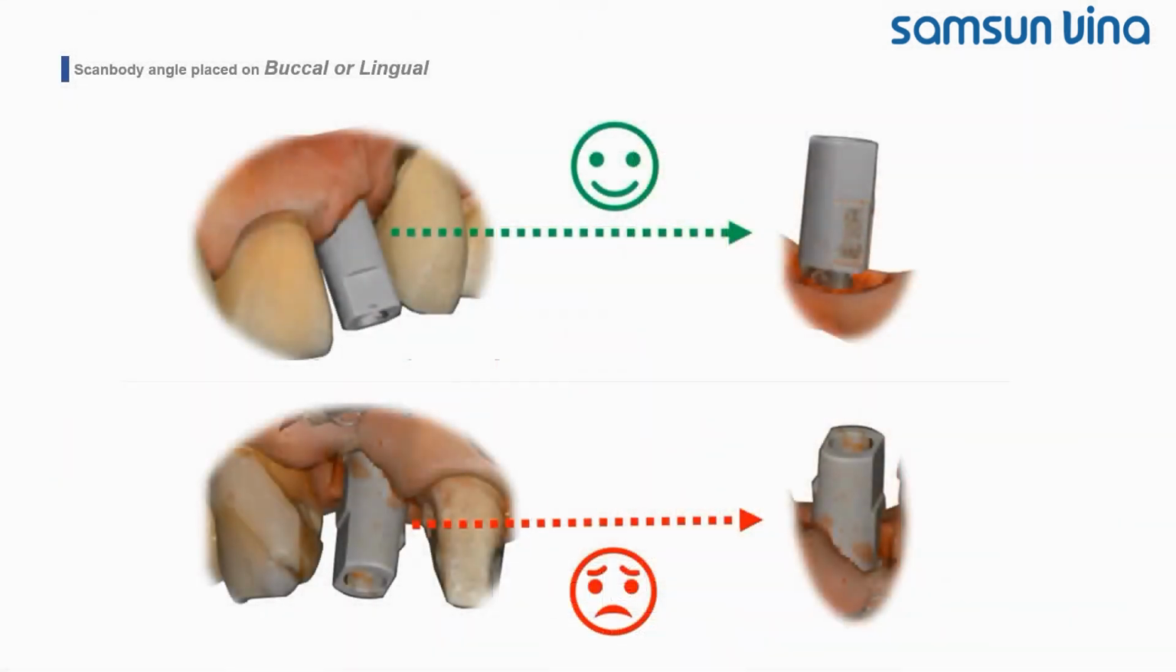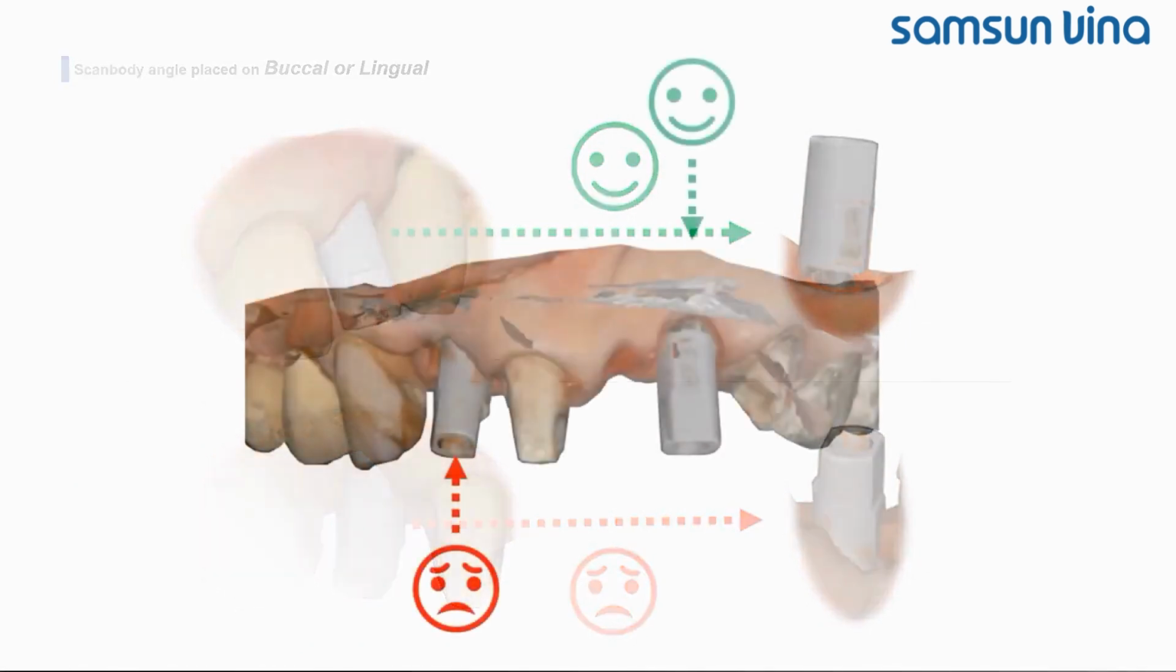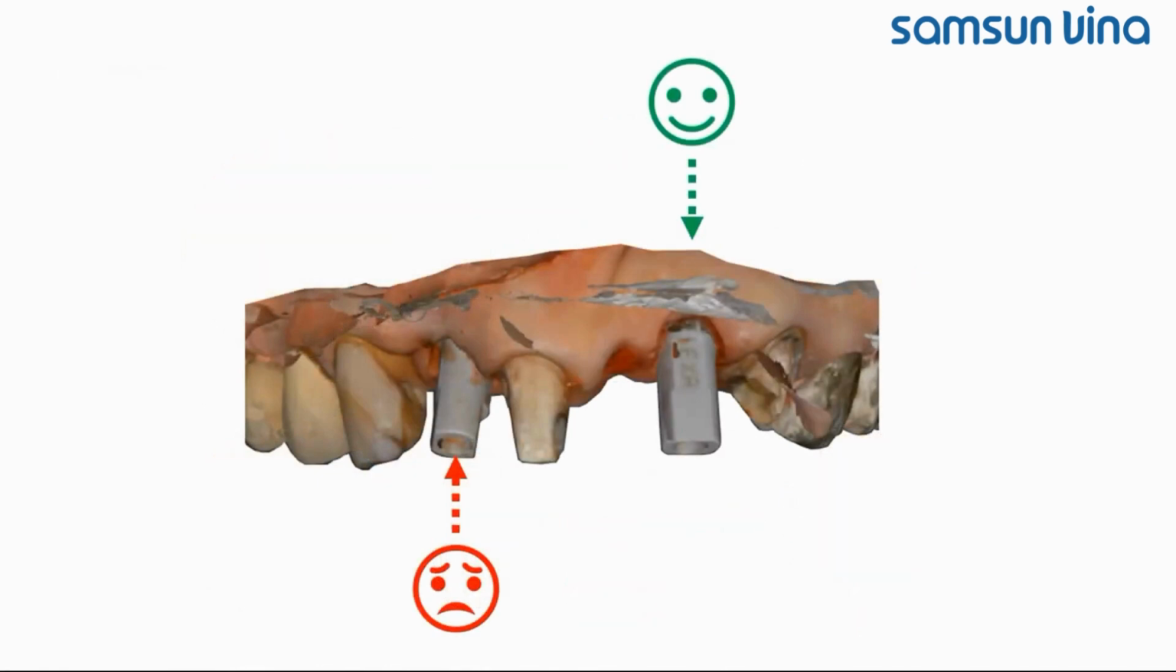Let's wrap up the scan body scan strategy. When engaging the scan body, place the flat side of the scan body on the buccal or the lingual side. If the flat side faces the proximal, it's hard to obtain the scan and match it with the scan body library on the CAD software.